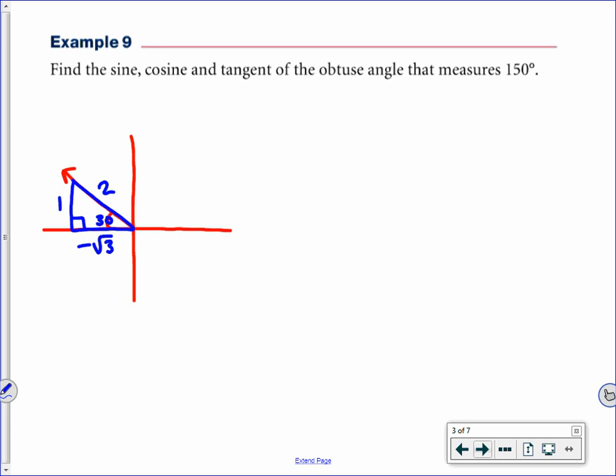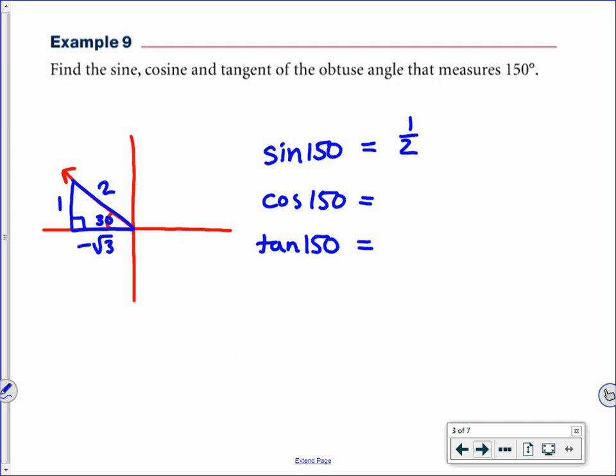And then here we're asked for sine, cosine, and tangent. So we'd set up all three: sine 150, cosine 150, tangent 150. And then we just have to remember SOHCAHTOA, right? Sine is opposite over hypotenuse, so 1/2. Cosine is adjacent over hypotenuse, so negative root 3 over 2. And tangent is opposite over adjacent, so 1 over negative root 3, but we have to rationalize that. So negative root 3 over 3.